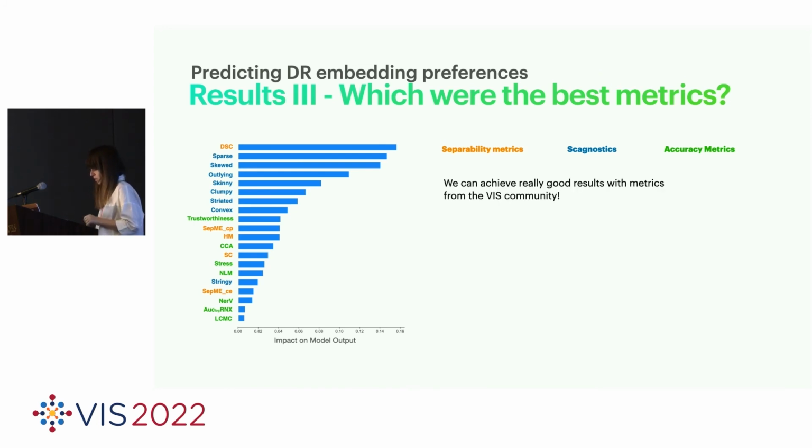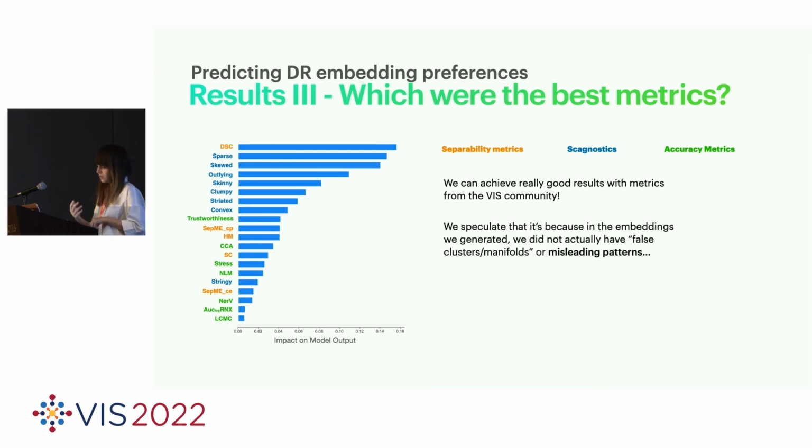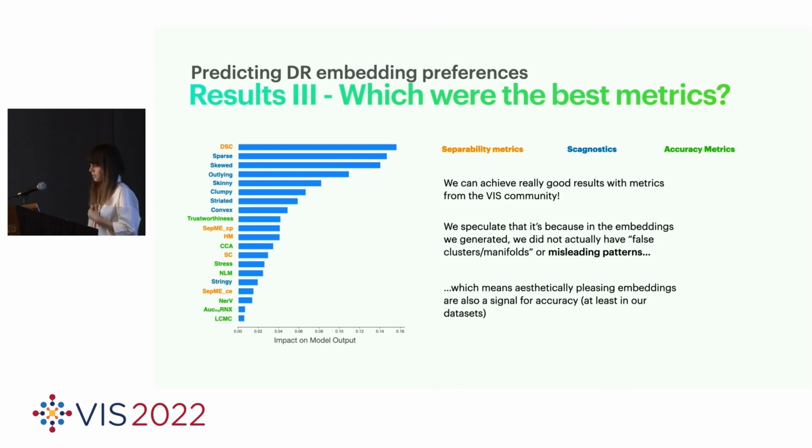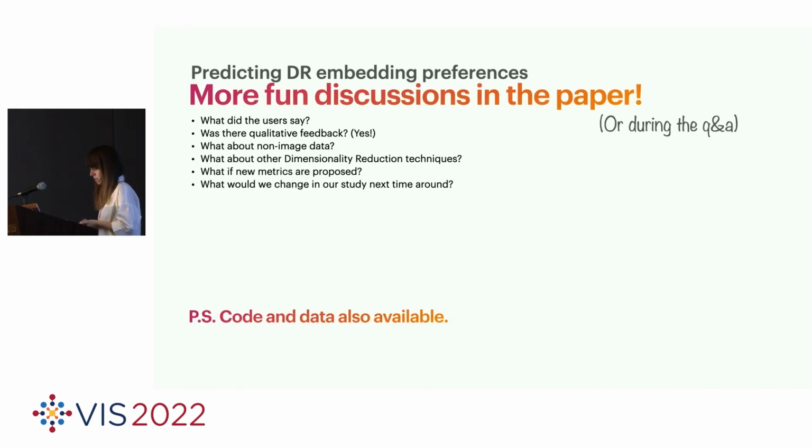So what were the best metrics? This was interesting because, as it turned out, the accuracy metrics were not really that useful, but the model-agnostic and probability metrics were. But we speculate that it's not because people don't notice misleading patterns. In our data set, there are no misleading clusters or clusters with mixed classes and so on. So we speculate that aesthetically pleasing embeddings are an indirect signal for accuracy, just not as strong a one as the metrics that measure patterns. So yeah, that's it from me. There are more fun discussions in the paper. The code and the data are available.